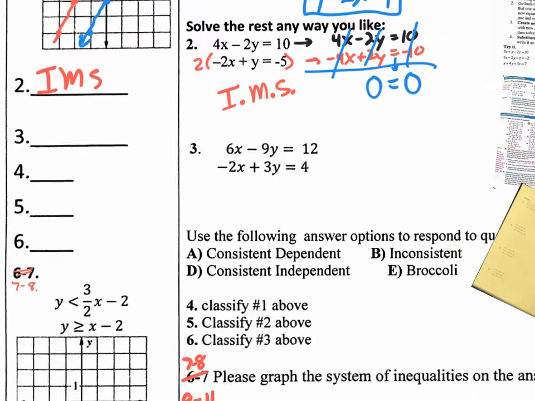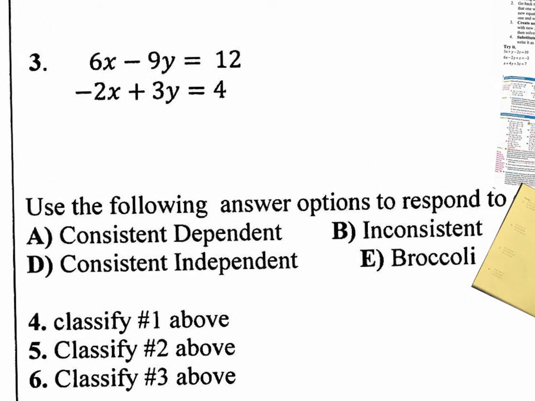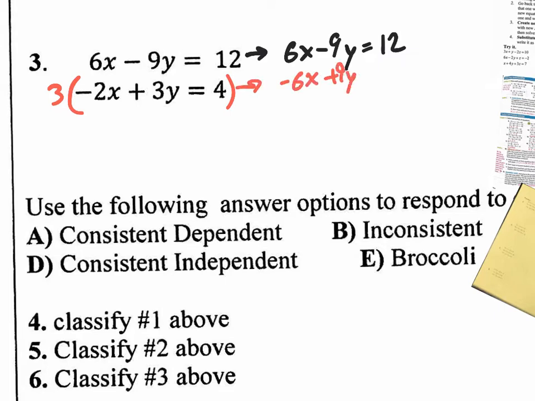Let's do number 3. Number 3, again, you want to make a decision of whether canceling out x's or y's. But again, it doesn't matter which one you go with, and the x's and the y's end up canceling out. So let's say I wanted to cancel out x's, I'd have to multiply it by 3. The top one's going to stay the same. So let me rewrite the top one right here. And that bottom one, after multiplying it by 3, I'll get a negative 6x with a positive 9y with a positive 12.